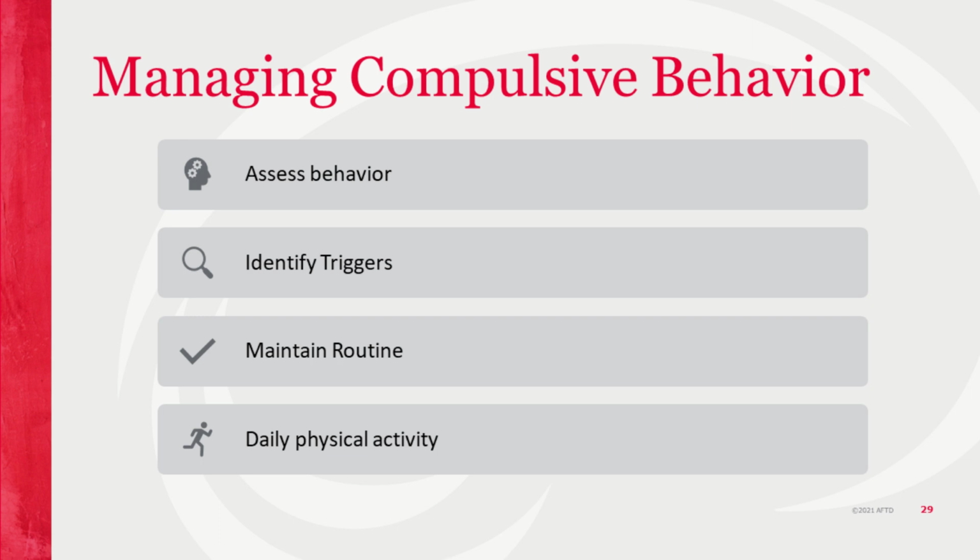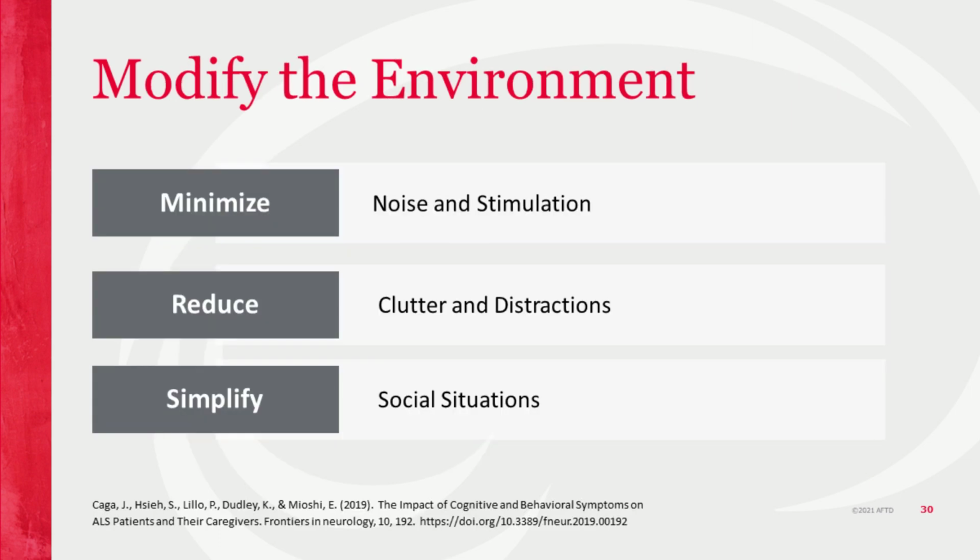So it's really looking at the person and trying to figure out what's causing this behavior and what's happening, and how can we better modify the environment to make the person more successful. What we say all the time is you can't change the person with FTD, but we can always look at the environment to make the person with FTD more successful and have a better life experience. So we want to think about things like minimizing noise and stimulation, reducing clutter and distractions, simplifying social situations, and seeing what we can do to make this a more calming environment so the person can be more successful.